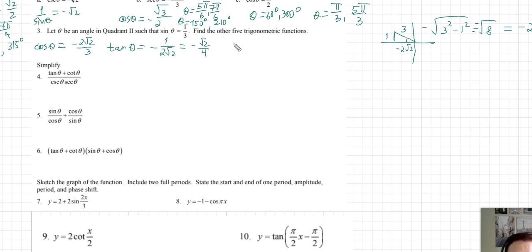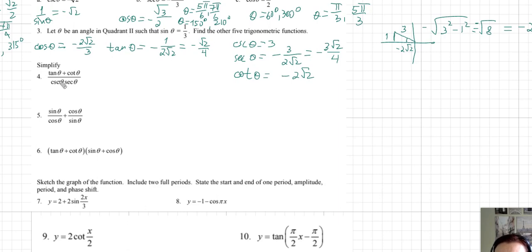And then we find the reciprocal functions. So cosecant theta is 1 over sine, that's going to be 3. Secant theta is 1 over cosine, that's going to be negative 3 over 2 root 2. Again, we're rationalizing the denominator, and then we get negative 3 root 2 over 4. And then for cotangent theta, I'm going to find the reciprocal of tangent, so I'm going to get negative 2 root 2. Or you can just do adjacent over opposite, negative 2 root 2 over 1. Okay, so that's our problem number 3.